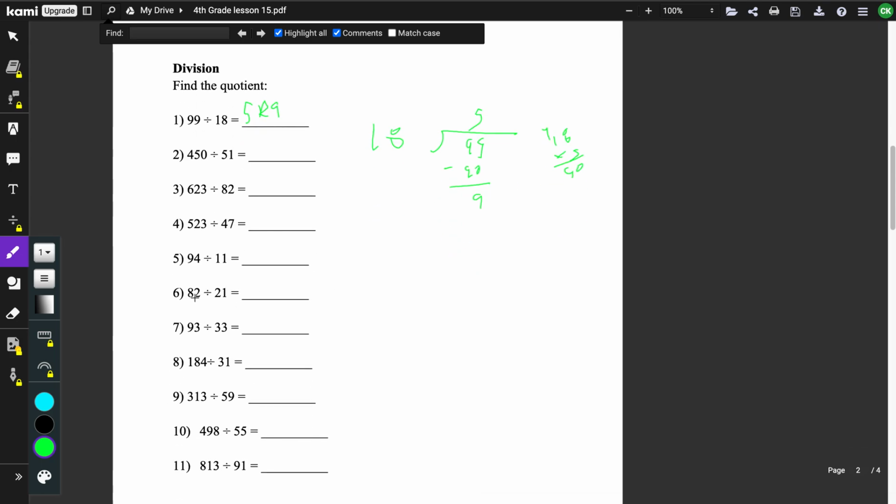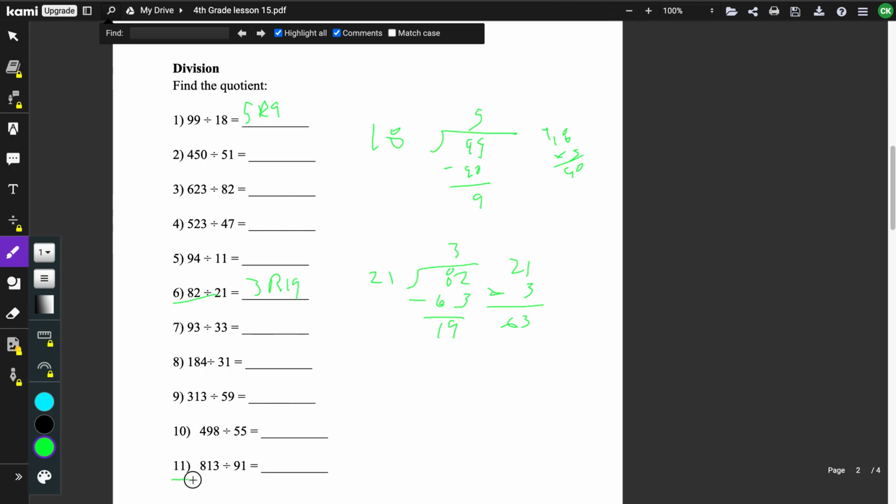And then let's move on and do number 6. 82 divided by 21. I think 3 can go inside. So 21 times 3, that would be 63. So 82 minus 63, what would that be? That would give a remainder of 19. So we would get 3, remainder 19.